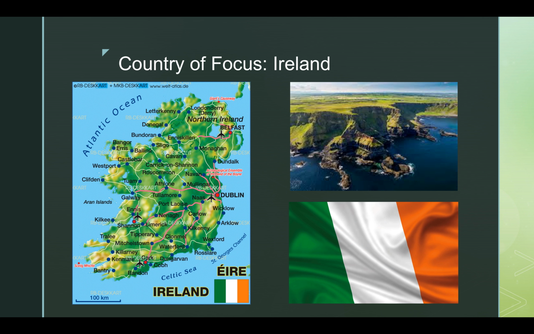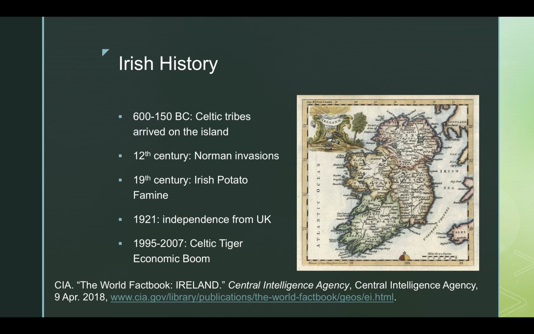The country I decided to focus on for this presentation is Ireland. A little bit of brief Irish history and background. Celtic tribes arrived on the island between 600 and 150 BC. Norman invasions began in the 12th century, leading to 700 years of Anglo-Irish struggle marked by fierce rebellions and harsh repressions. The Irish potato famine in the mid-19th century was responsible for a drop in Ireland's population by more than one quarter through starvation, disease, and migration.